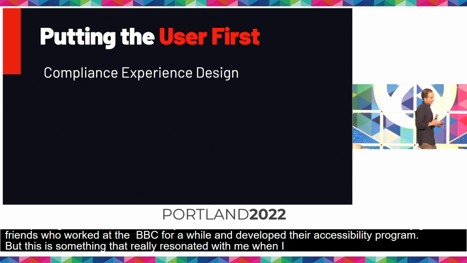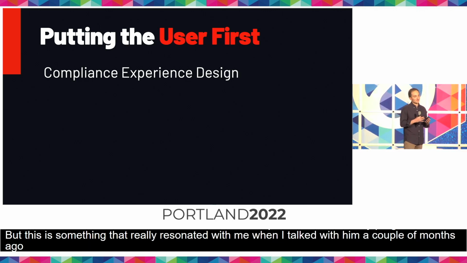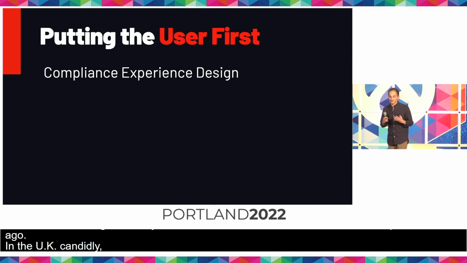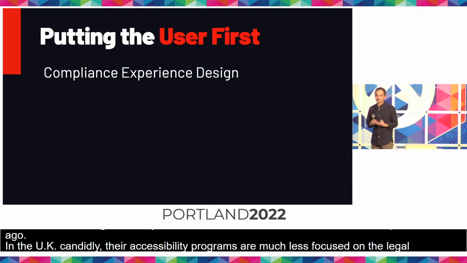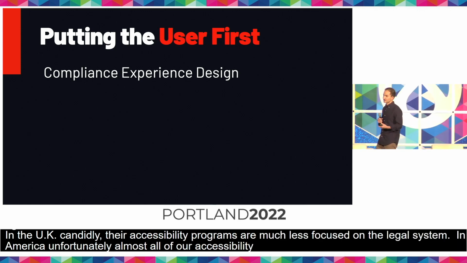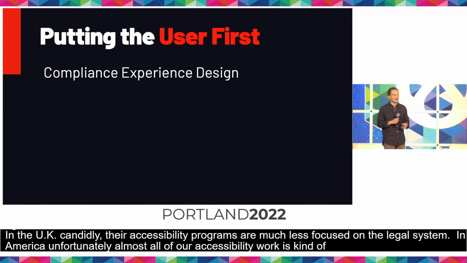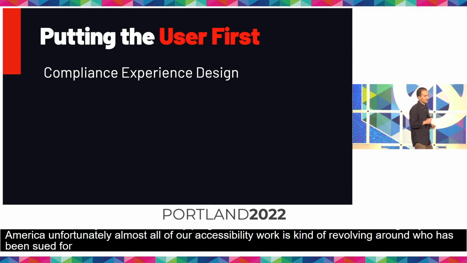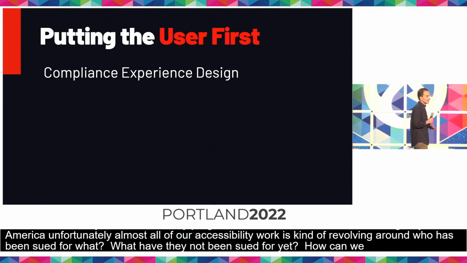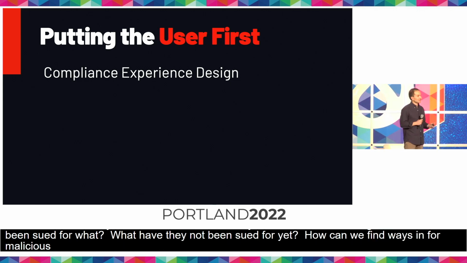And in the UK, candidly, their accessibility programs are much less focused on the legal system. In America, unfortunately, almost all of our accessibility work revolves around who has been sued for what. What have they not been sued for yet? How can we find ways in for malicious litigation from those law firms in New York just going after people? But he had a really interesting view on it.